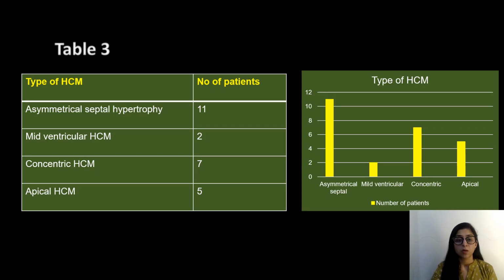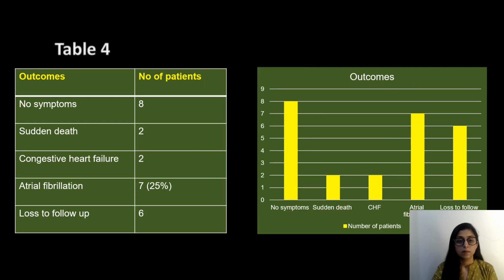The types of HCM that we saw: 11 patients presented with asymmetric septal hypertrophy, 2 with mild ventricular hypertrophy, 7 with concentric, and 5 with apical. On follow-up, 8 patients presented with no symptoms, 2 were sudden cardiac deaths encountered in a period of 1 year, 2 presented as congestive heart failure, 7 patients, which is a whopping 25% of patients, presented with atrial fibrillation as an outcome, and 6 were lost to follow-up.